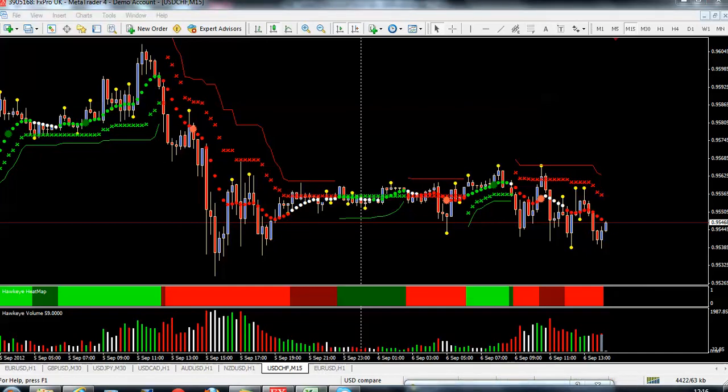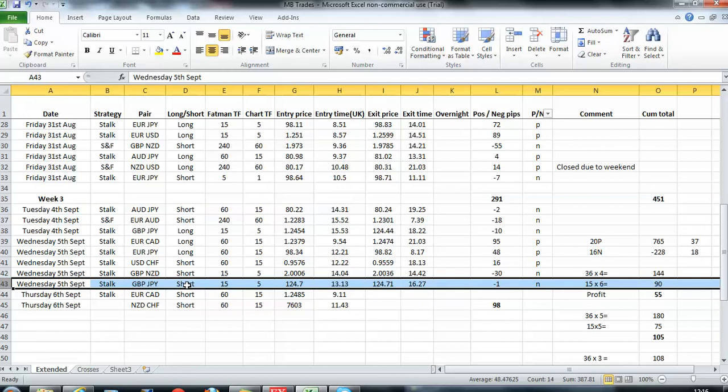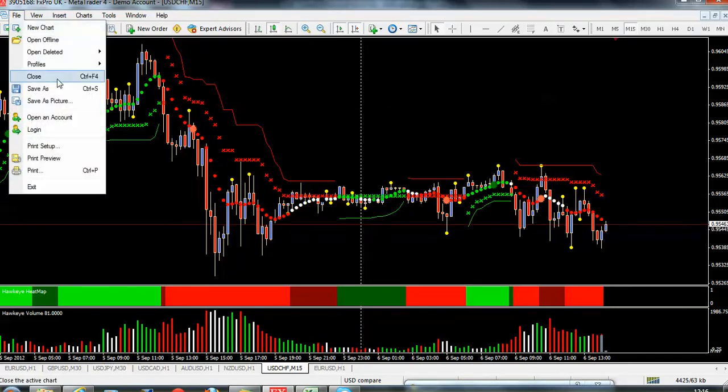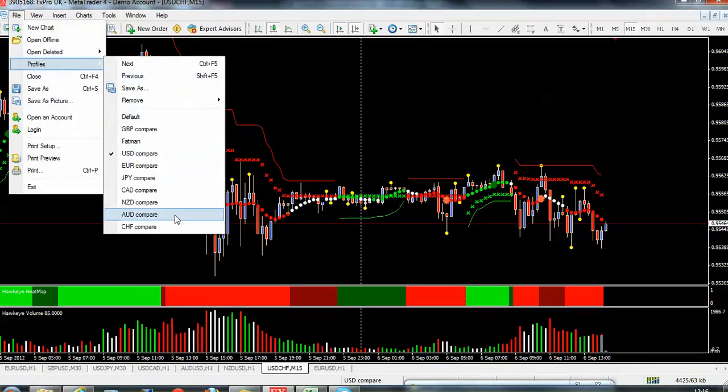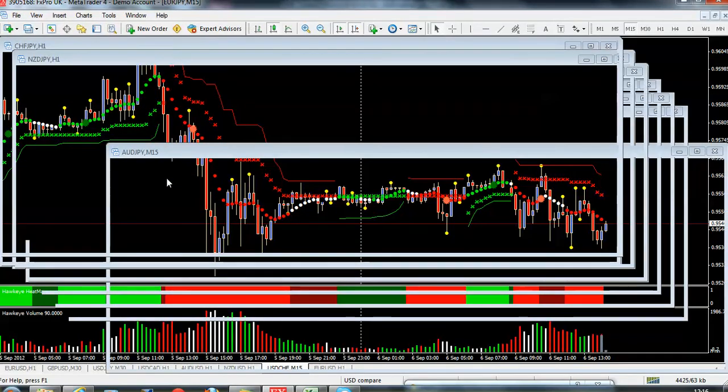We had a couple of losers, did we yesterday? Just the one, actually no, just one break even. Pound yen short, 15-minute fat man, 5-minute. Let's have a look at that profile for the British pound. Or we'll go to the yen there, we'll find it from that one. Pound yen, give it a second.